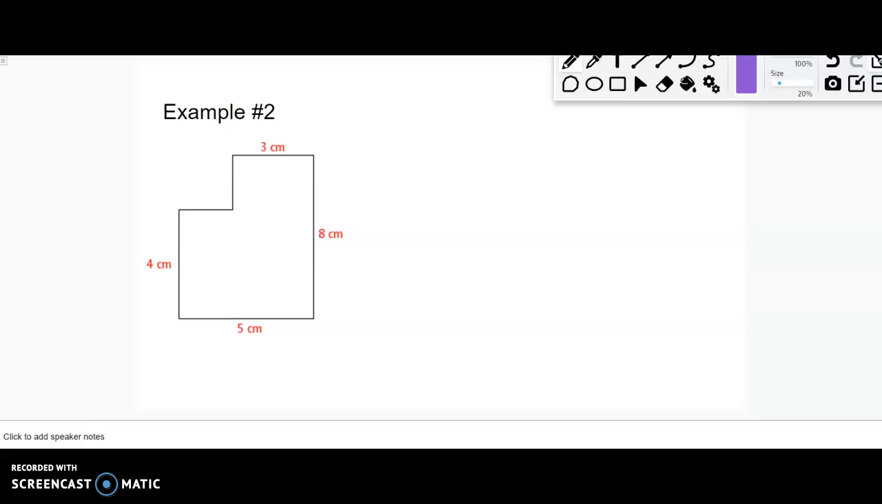Let's go to another example. This one's a little simpler. So I have 8 over here. I have 5, 4, and 3. So I'm just missing these 2 right here.